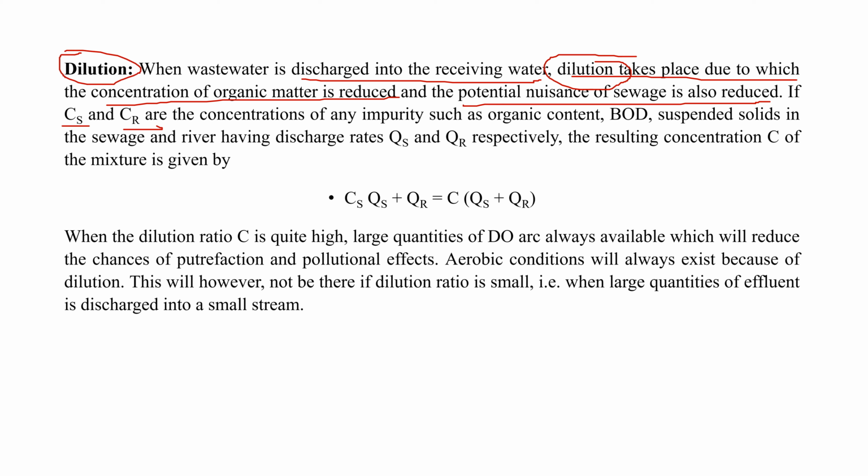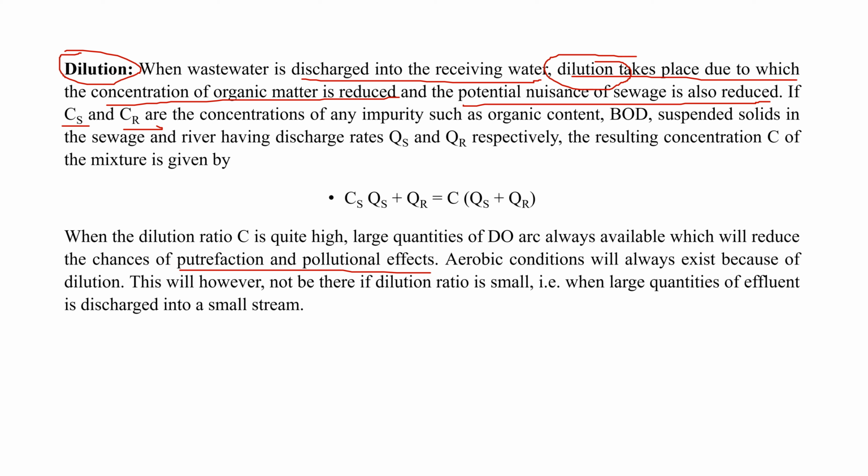CS and CR are the concentration of sewage and the concentration of the receiving water, that is, the concentration of any impurity such as organic content, BOD, or suspended solids, having discharge rates of QS and QR respectively. When the dilution ratio is quite high, large quantities of DO are always available, which reduces the chances of putrefaction and the pollutional effects. Aerobic conditions will always exist because of dilution, so some amount of oxygen will be present throughout the process.